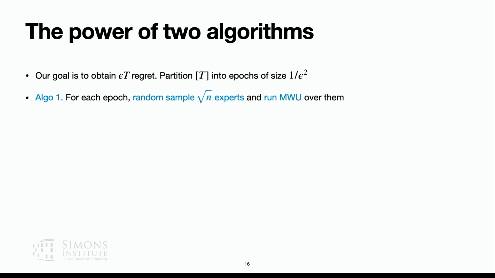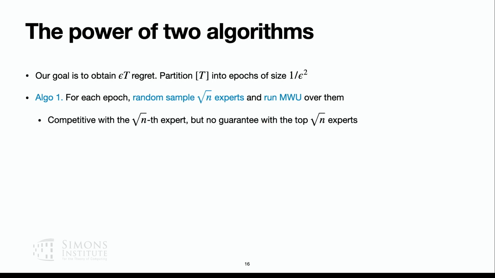Okay. What's the intuition here? The intuition is that by running algorithm 1, it should be competitive with the square root n'th best expert. Even though it does not have any guarantee on the best expert, it should be good enough to compete with the square root n'th expert, but at the same time, it has no guarantee when comparing with the top square root n experts.